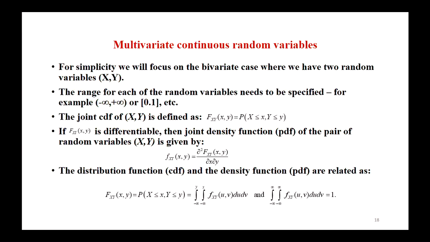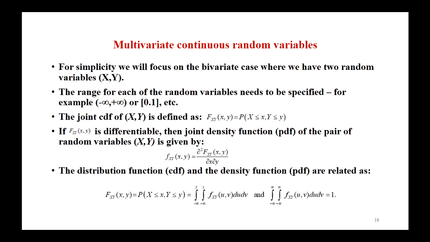The distribution function and the density function, they're related as follows. So the CDF gives us the probability that big X is less than little x, big Y less than little y. And that is the same as if I integrate between minus infinity and little y, minus infinity and little x, of the joint PDF. Right, I've just got a sum. Now, before I had one random variable, now I've got two random variables. Instead of integrating once, I integrate twice.